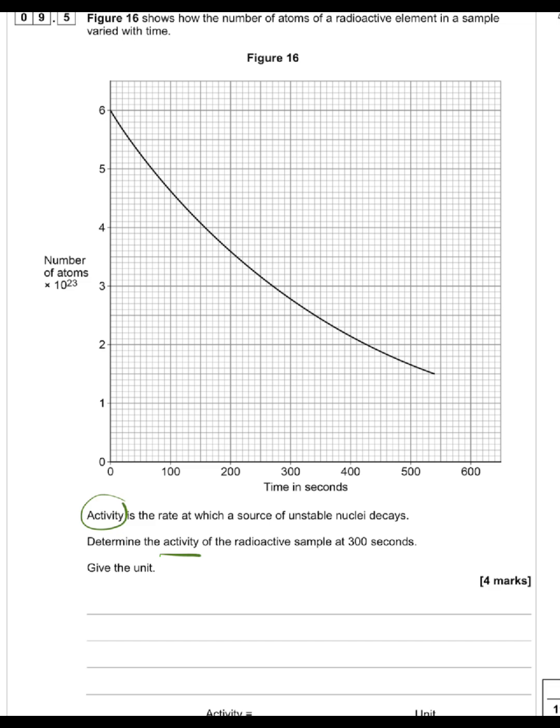So what that means is we need to do a gradient because we want the change in y divided by the change in x. But you can see this is a curve. So what that means is we are going to need to draw a tangent. So a tangent is a straight line that roughly grazes the graph at the point that we are interested in. So you'll get 1 mark here for drawing the tangent. Now you want to find the gradient of that tangent. So the gradient is your change in y divided by your change in x.